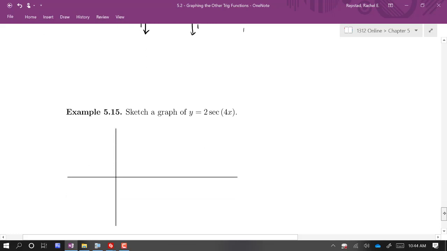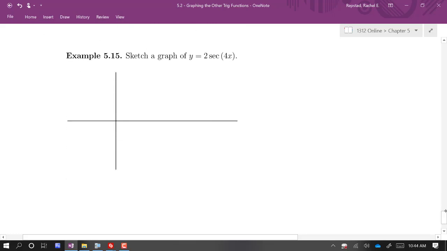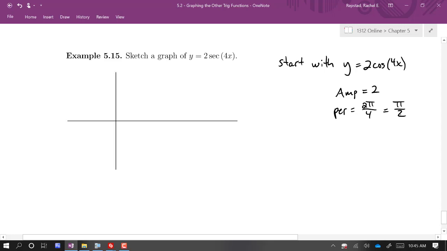Alright, so let's do one more. We're going to graph 2 times secant of 4x. The first thing I'm going to do is start with y equals 2 times cosine of 4x. I'm going to graph the associated reciprocal function. The amplitude here is 2. The period is 2 pi over 4, or pi over 2. And I'm just going to start off this problem as though it's just graphing a cosine problem.